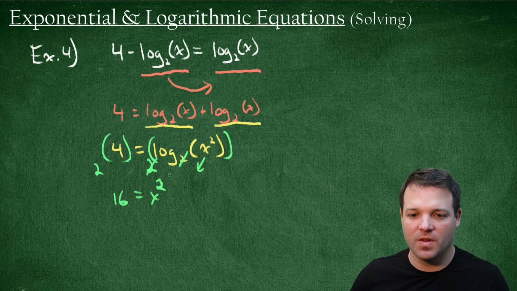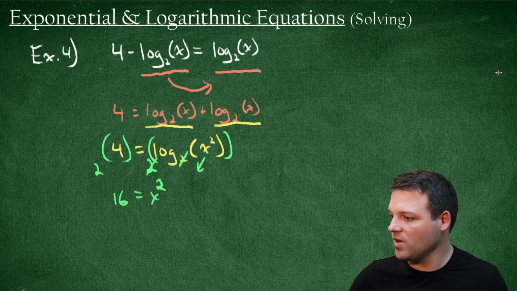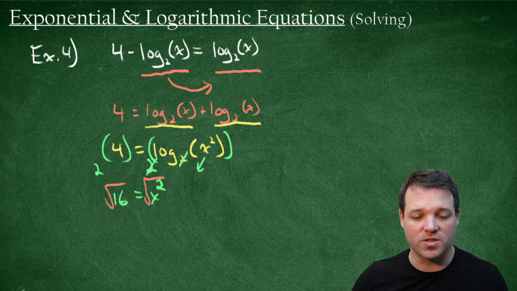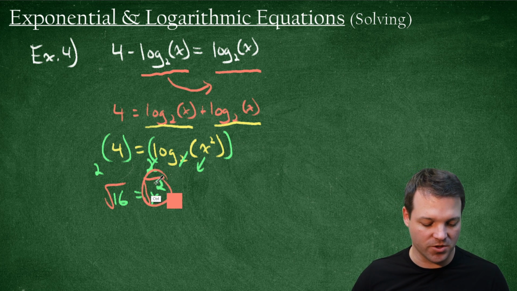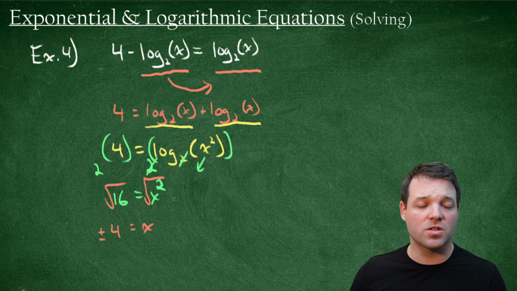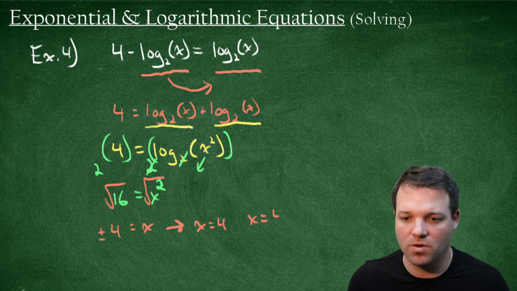All right, now this is a little bit more interesting of a problem. I have 16 is equal to x squared. So I have to continue on here, right? In order to get just x out of here, I have to take the square root of both sides. But be careful. Since I'm taking the square root of a variable squared, that means I have to say plus or minus. So I have plus or minus 4 is equal to x. Okay, so I actually got two solutions here, and let's check if they work. So I have x is equal to 4, and x is equal to negative 4.